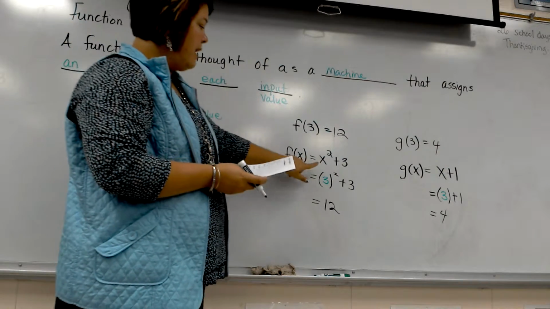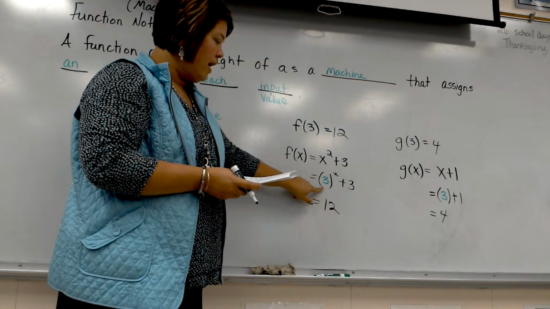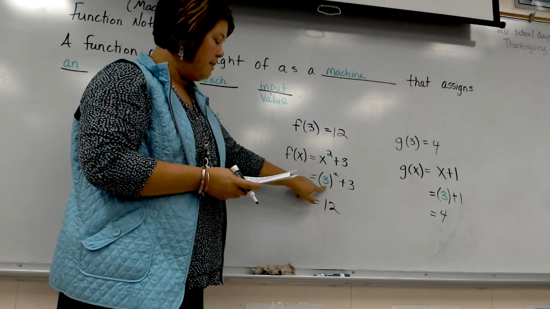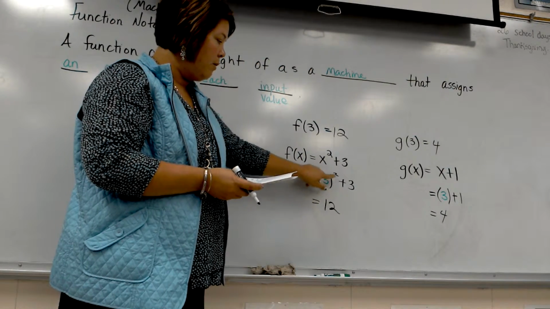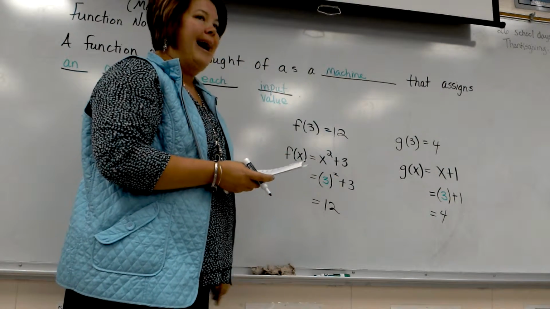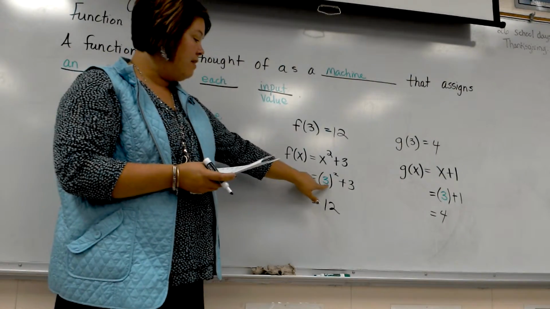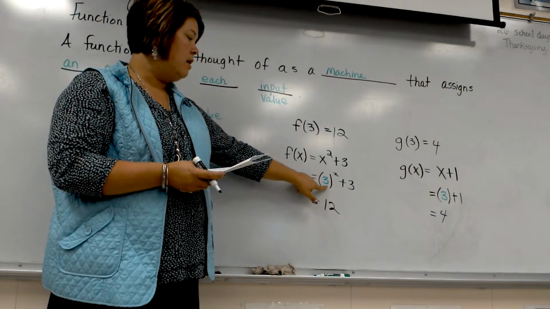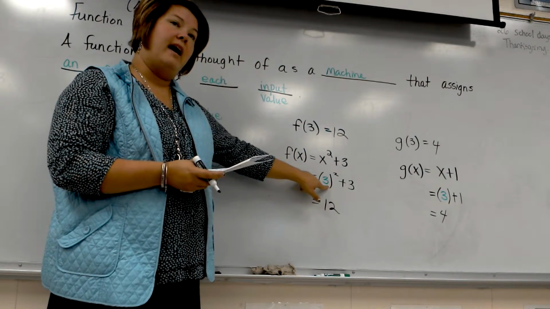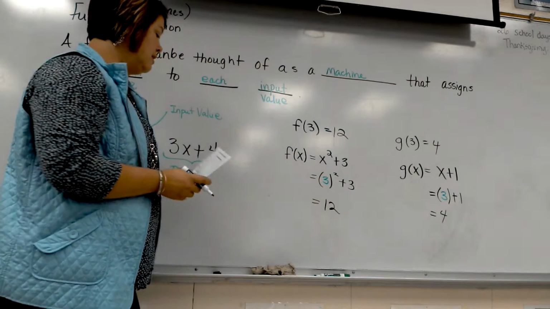Now you'll notice that I've been putting parentheses around my input value, with the exponent on the outside. I tend to do that all the time just because if I have a negative, which I'm going to in the next example, and I square a negative, I better remember that that's a positive, okay? So let's do that one together.